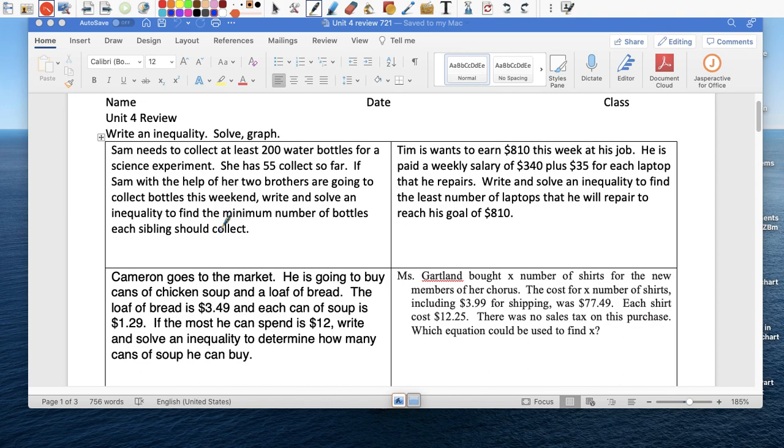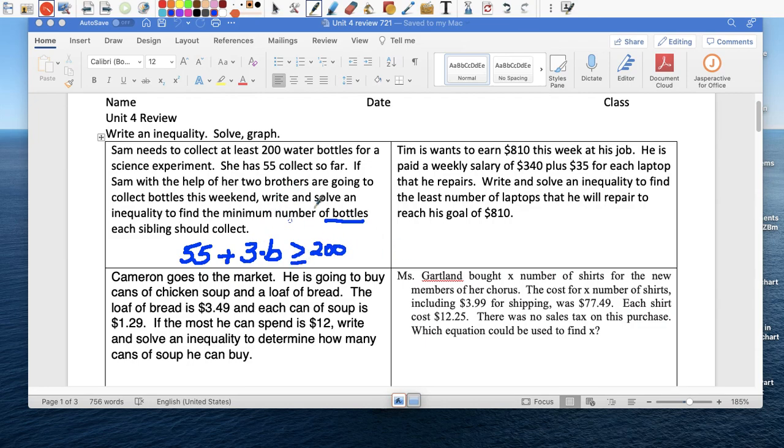So there are 3 people. They already have 55, so you can start with this. The unknown is the number of bottles, so the variable you can call B. And the bottles here are going to be related to the 3 people, Sam and her 2 brothers. So 55 bottles that were already collected, plus what the 3 siblings collect, has to be at least 200. So it has to be greater than or equal to 200.